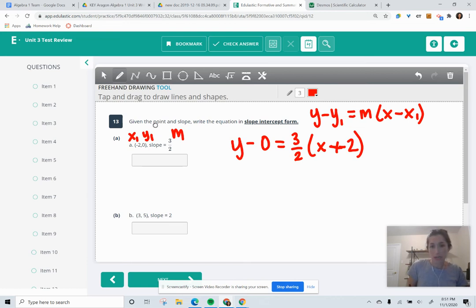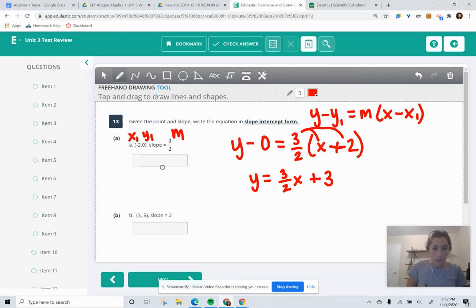Not really necessary. And then the next thing we would need to do is go ahead and distribute 3 halves into x and into 2. And then if I have y minus 0, I'm just going to rewrite that as y equals. So 3 over 2 times x is 3 over 2x. And 3 over 2 times 2, well, the 2's are going to simplify. It's really 6 over 2. So that's just going to be 3. That would be your answer for question A.